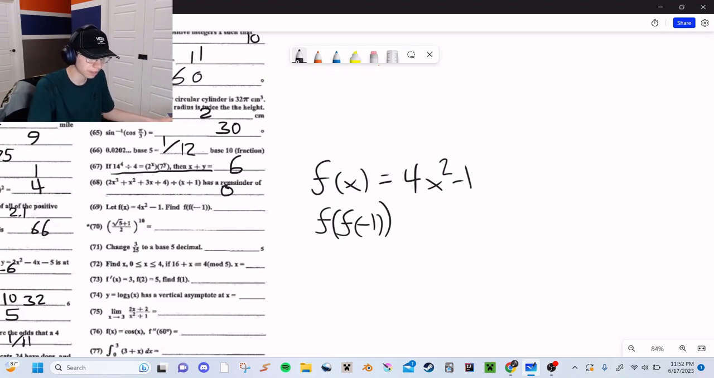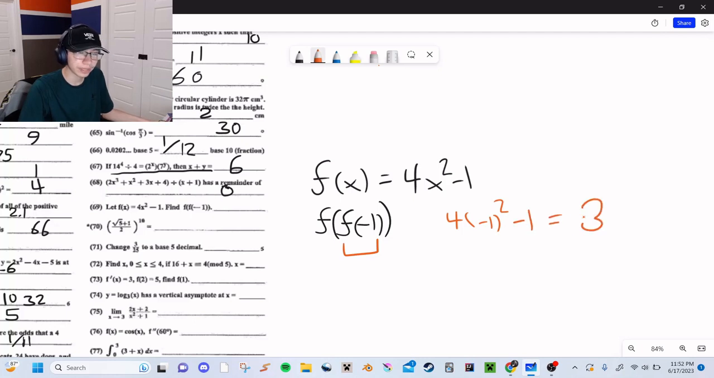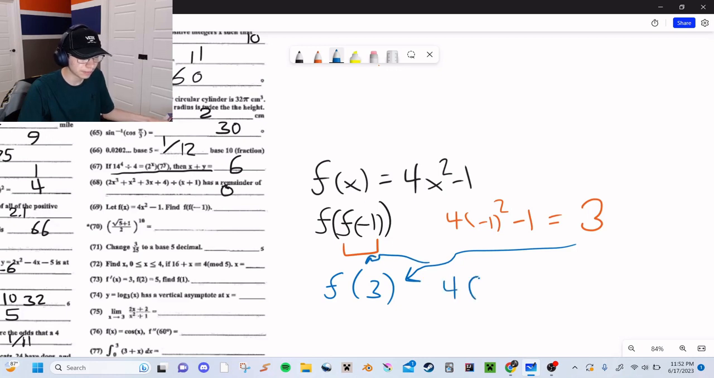So I'm going to represent this step in orange. So I'm going to do 4 times -1 squared minus 1, and that's equal to 3. Okay? And now, because f of -1 is 3, I can substitute 3 in here. Because it's that. And now I'll do 4 times 3 squared minus 1. And that's 35. So this one's pretty much just basic algebra. So plug in -1, and then plug in what you get back into the expression.